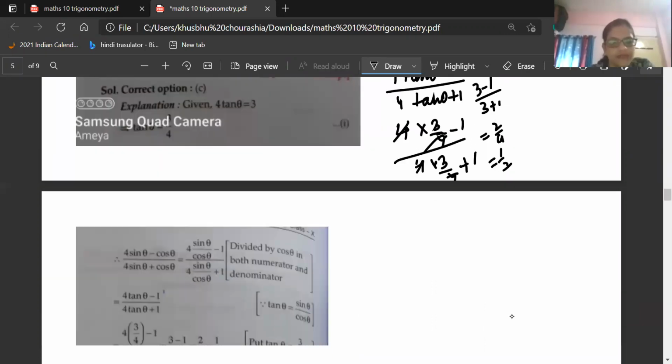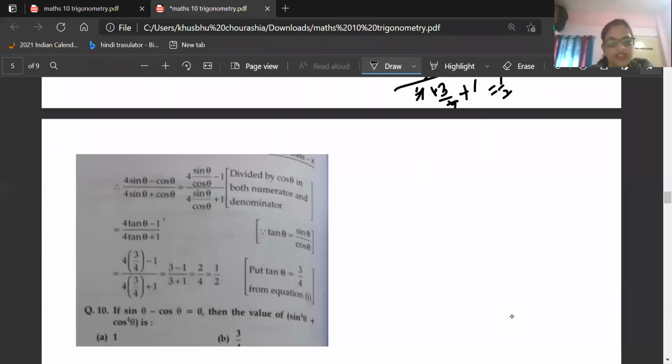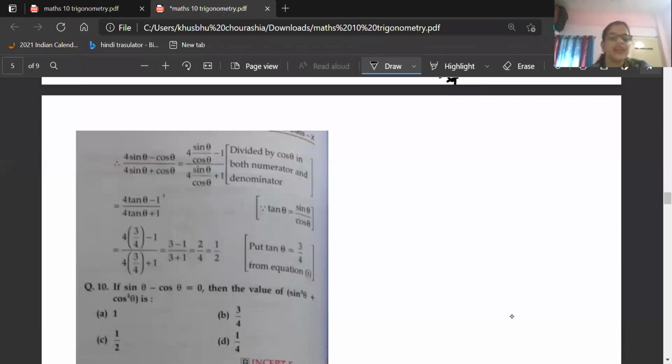Okay, they have solved it in the same way. Let's go to question number 10. Question number 10 is: if sine theta minus cos theta is equal to 0, then find the value of sine 4 theta plus cos 4 theta. A very important question for all of you. Solve this question fast. Try this question out.